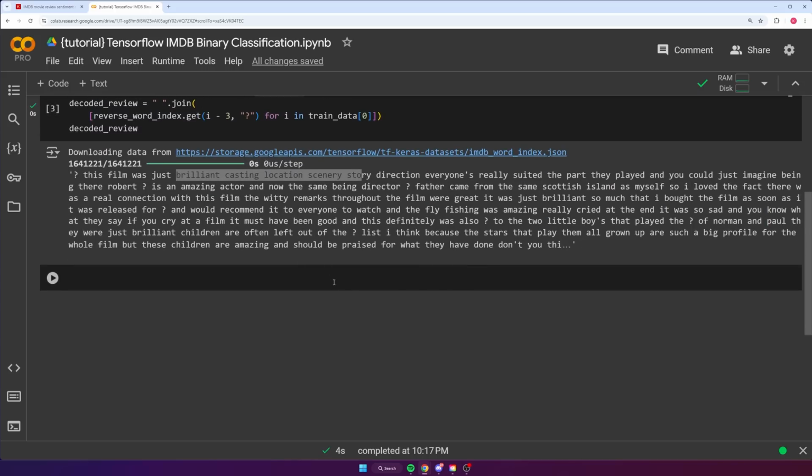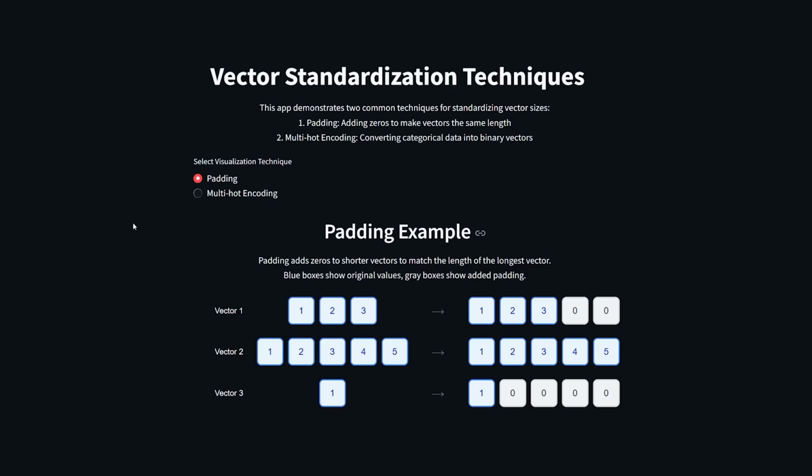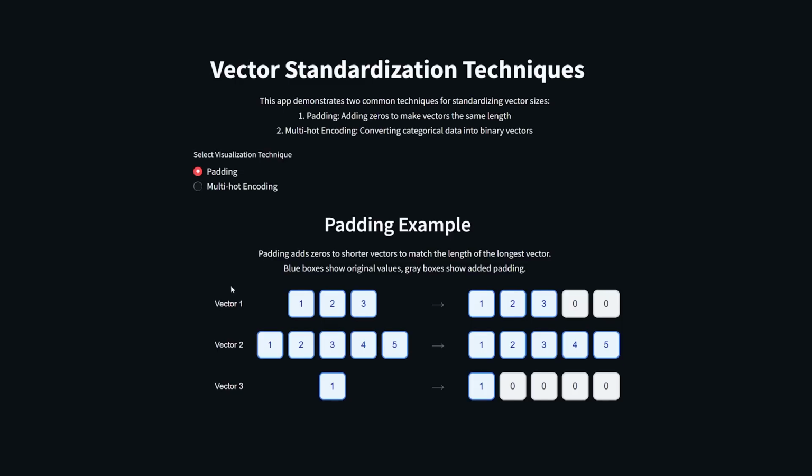And there's 2 different ways you could achieve this. So number 1 is you could pad it. I'm going to show you this visualization real quick, which I think will help your understanding of padding and multi-hot encoding. So padding is actually very simple. So here we got some vectors, vector 1, vector 2, and vector 3. The way it works is basically we find our largest vector. So in this case, we have vector 2, which has 5 elements within it. And we're going to set this as the size for all of our other vectors.